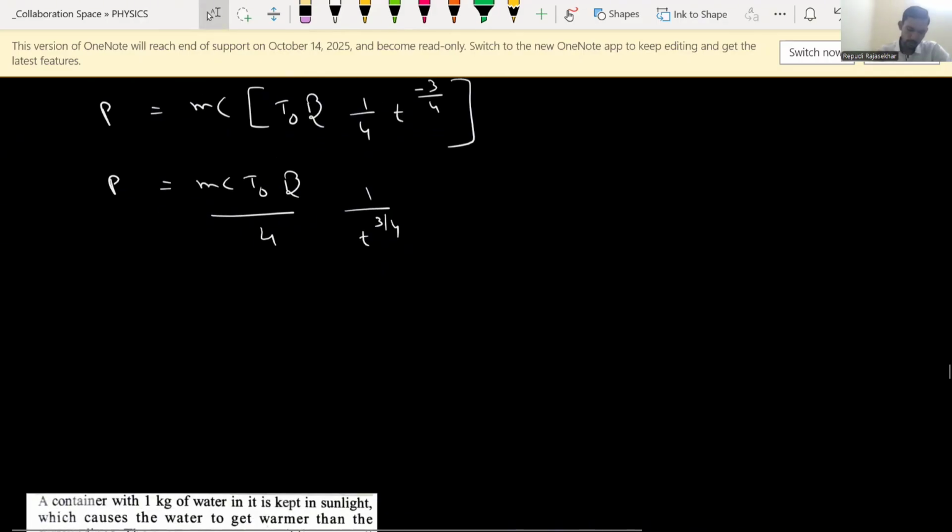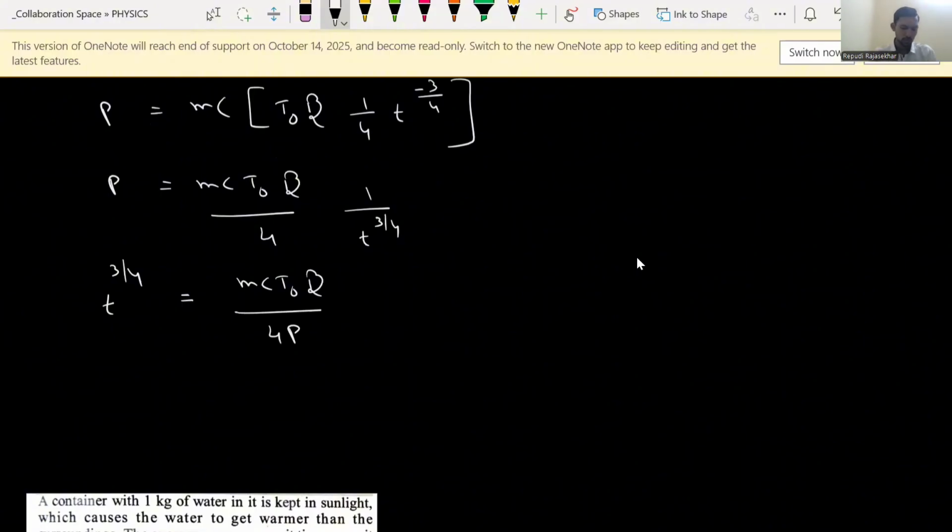correct. So from this, t power 3 by 4, how to write it? Cross multiply the terms. So t power 3 by 4 equals mc T naught beta divided by 4P. Keep this equation like this. Now t power 3 by 4, how much it is we don't know. It is an unknown term, small t value.